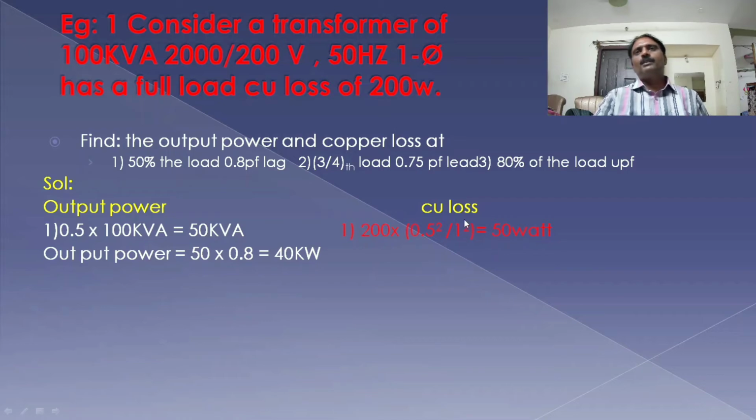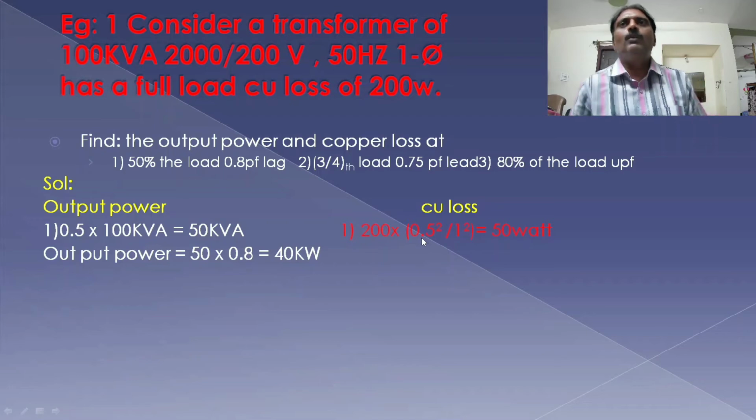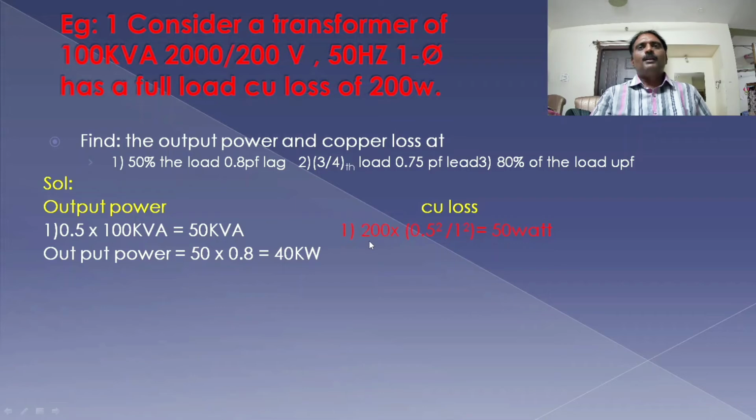Now let us come to the case of copper losses. We know the copper loss at full load is 200 watts, and we need to find out the copper loss at 50% of the load. 50% means 0.5, and as it varies as the square of the current, here we have 0.5 squared divided by 1 squared. Let me tell you a simple way to remember this. This is actually the copper loss at the load at which it is given.